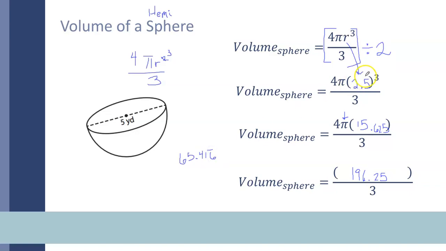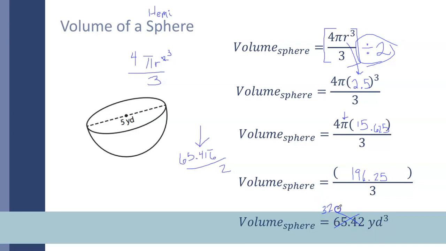And the final step is that I need to split this in half, because this value represents the volume of the sphere, but I only have half of a sphere. I have a hemisphere, so I have to divide this value by 2. And when I divide it by 2, I get a quotient of, oh no, I wrote 65.42, but I should have written 32.71 is what it rounds to, and this is cubic yards.